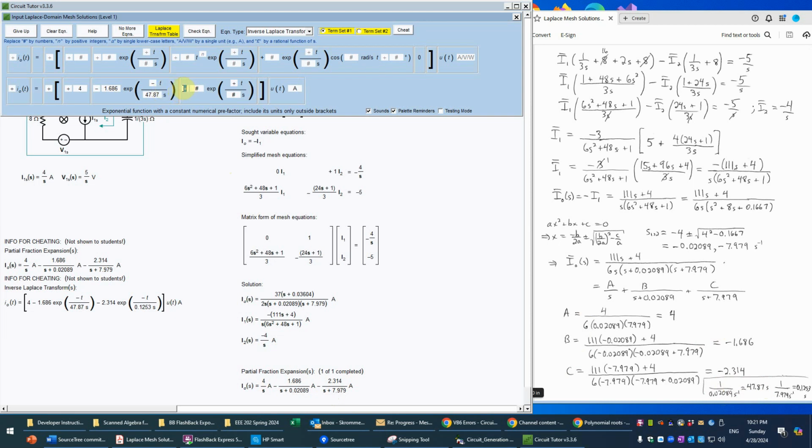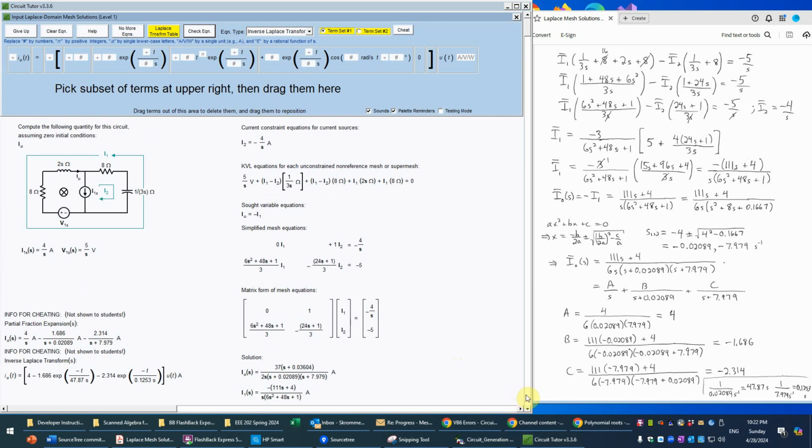And then this coefficient would be the minus 2.314. And once again, that has to be a decaying exponential, very important. Then that rate constant here for the 7.979, that's inverse seconds, so we take its reciprocal to get the seconds, is 0.1253. And looks like that should be correct, so we'll go ahead and check that. And it is correct. And now we just say no more equations since we're done entering the equations.